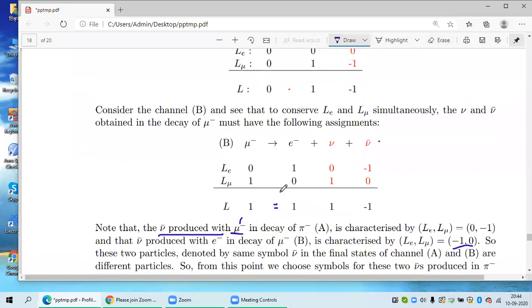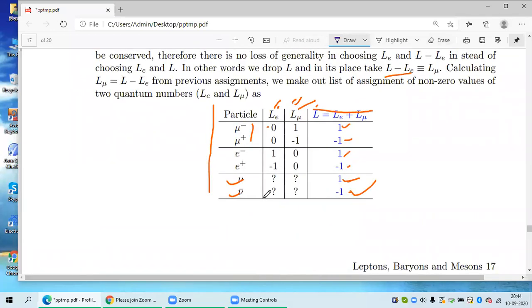Now look at this table. Initially we had this table, so I should finish now. There are 6 particles. For nu and nu bar, we didn't have what is Le and L mu. In order to assign Le and L mu to these particles, we discover that there are 2 different types of nu.